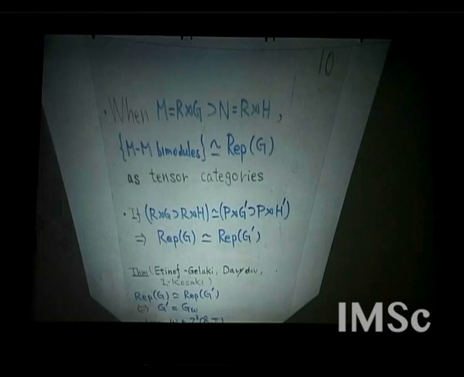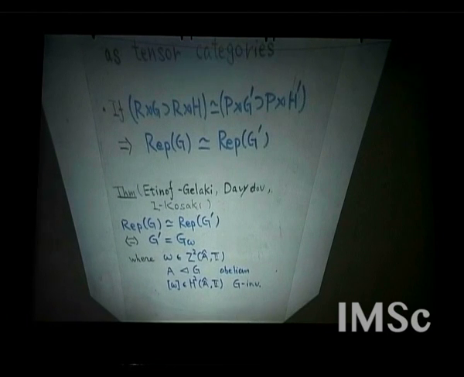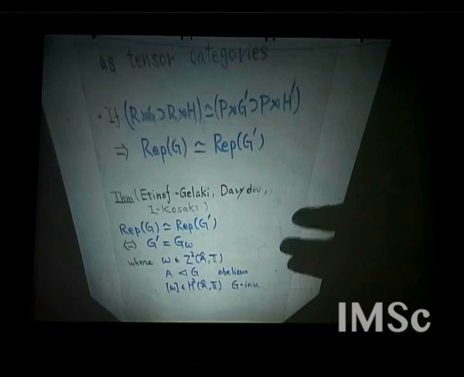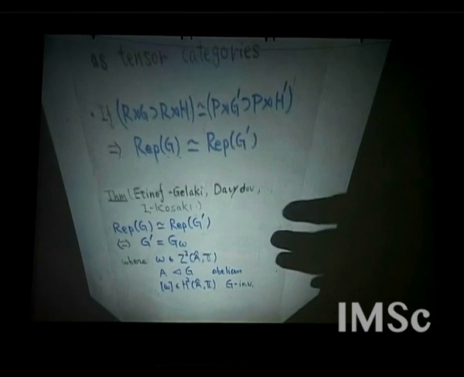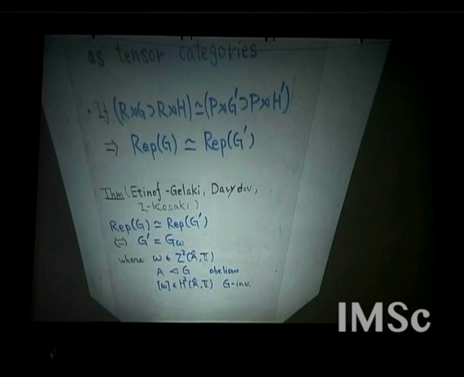So it means that if you have two pairs of groups, say H in G and H prime in G prime, then the representation category of G is equivalent to the representation category of G prime. Okay. So if you know something about, say, the Tannaka-Krein duality theorem, or the Doplicher-Roberts duality theorem, you must think that the representation category completely recovers the original group, so G must be isomorphic to G prime. You might think that, but it's not really true.